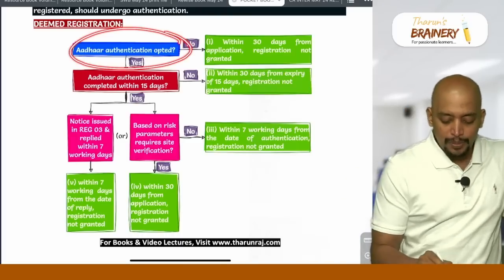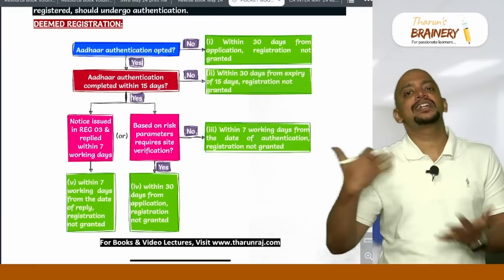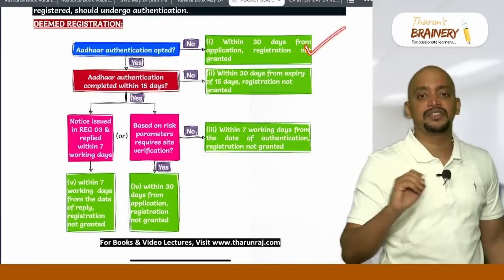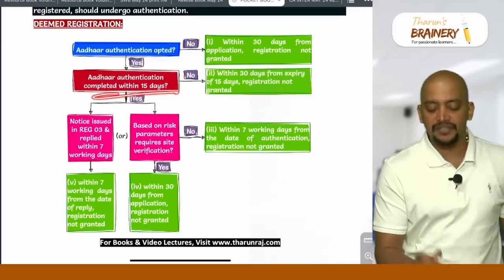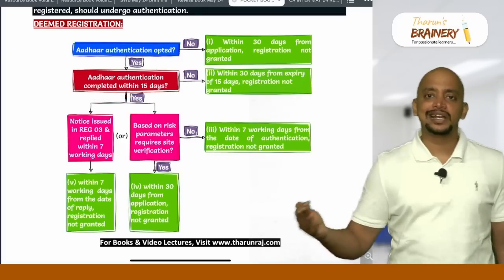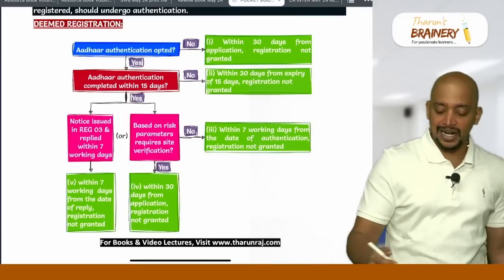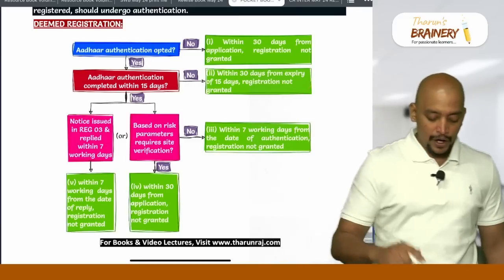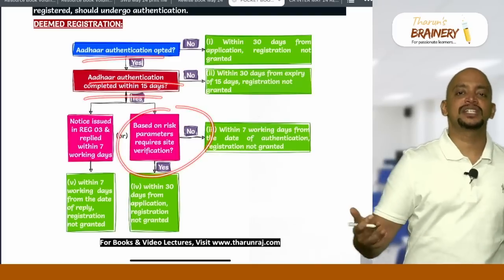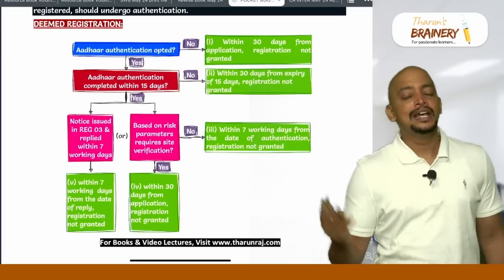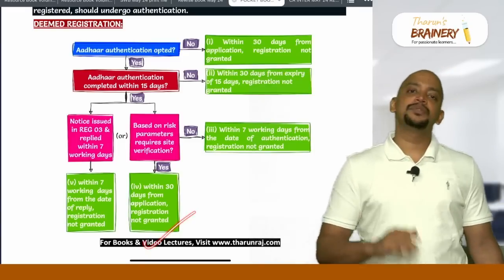See here, if you have not opted for authentication, then within 30 days from application they need to grant registration after physical verification, otherwise deemed registration. Suppose you opted for authentication and did not complete within 15 days, then also within 30 days after completion of that 15 days, they will do physical verification and grant registration, otherwise deemed registration. Or you made application with authentication, completed, but the officer has taken it up for physical verification based on risk parameters, then also 30 days from application if they are not granting registration after physical verification, then also deemed registration.